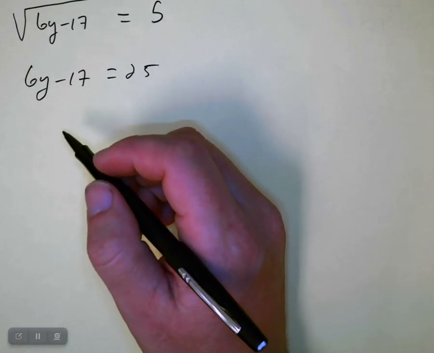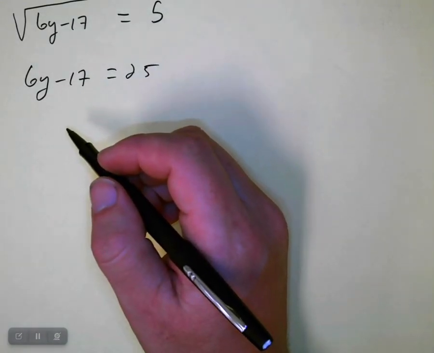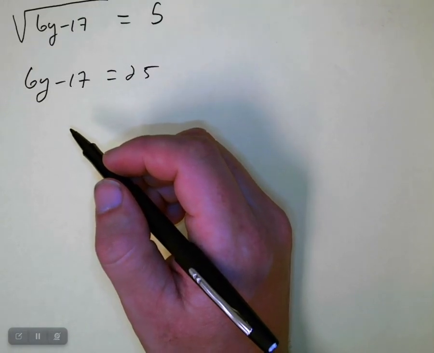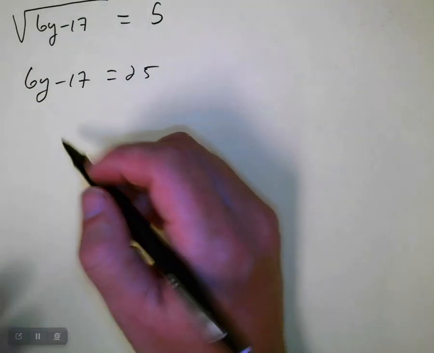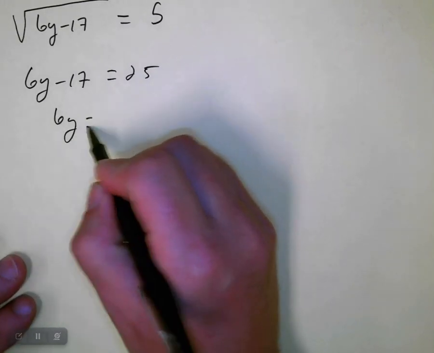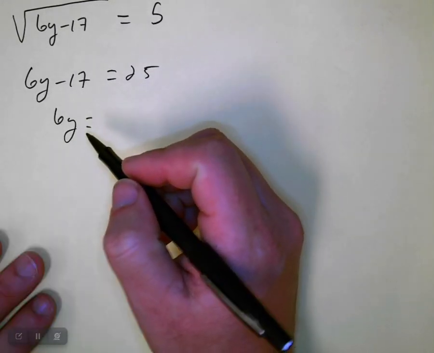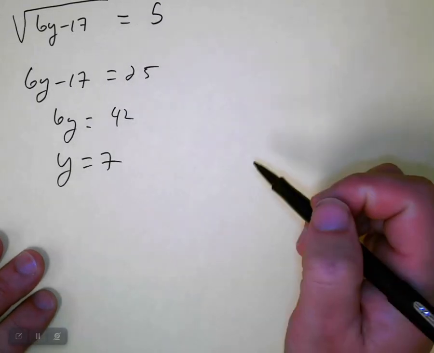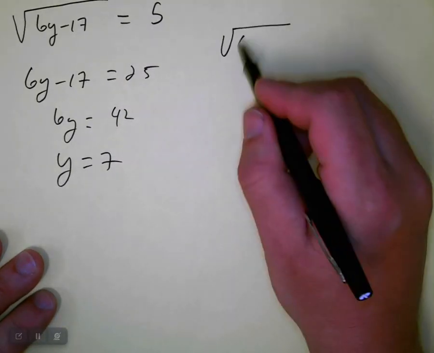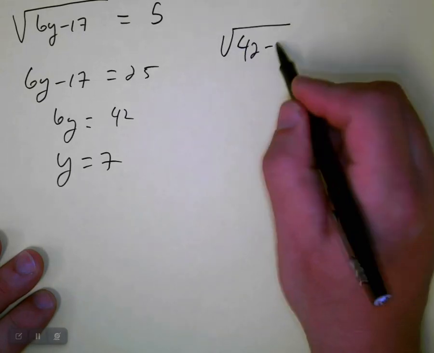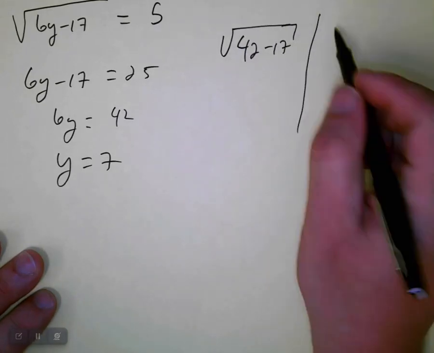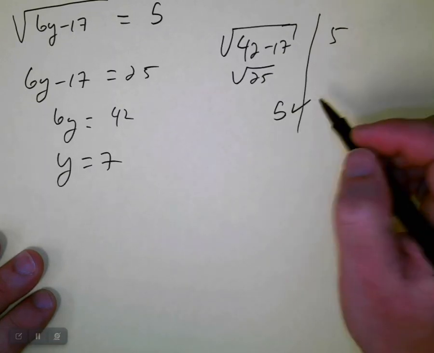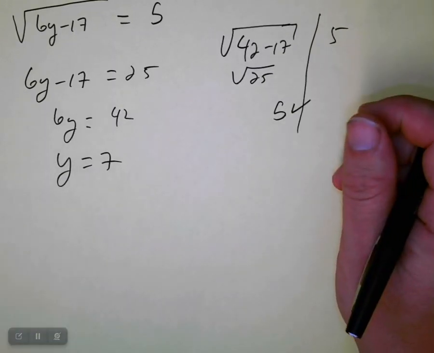And then you add 17 to both sides. So you get 6y equals 42. And then you divide by 6, so y equals 7. And again, it's important to plug this in. Is 42 minus 7 inside the square root the same as 5? Well, this gives me the square root of 25, and that's 5. So then we're good.